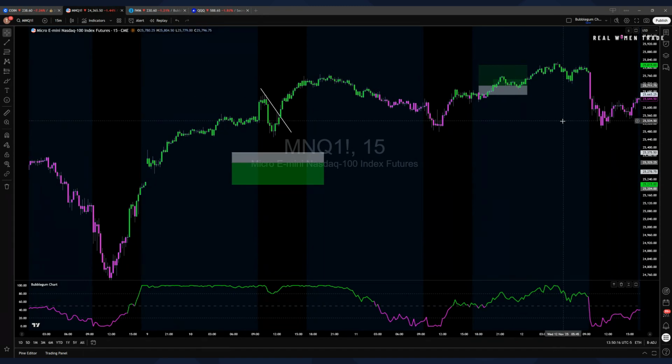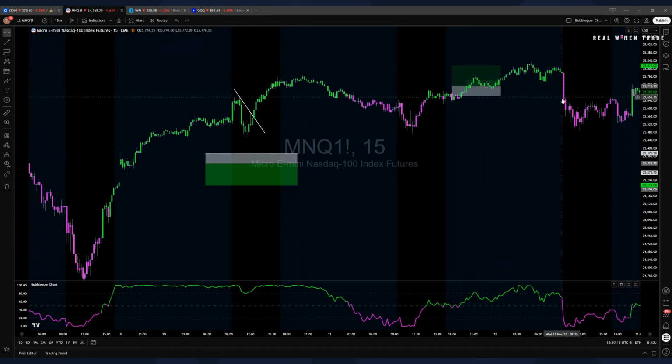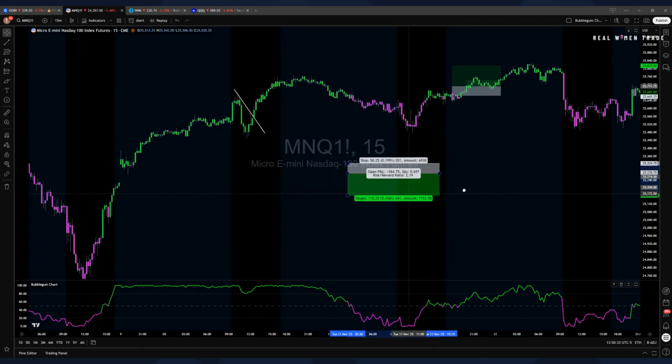Now we're into the 12th. You can see on this big pink candle, the BubbleFlow dropped all the way down to the 20. So that means that is a lot of selling pressure. It's not chopping around the 50, so that would be a strong candle to get into short.